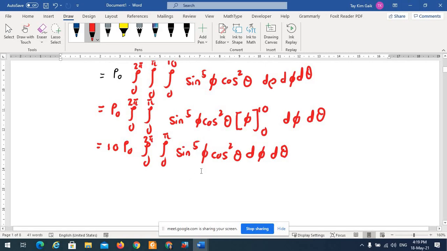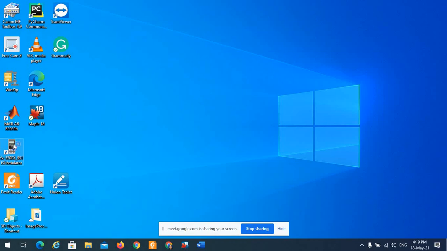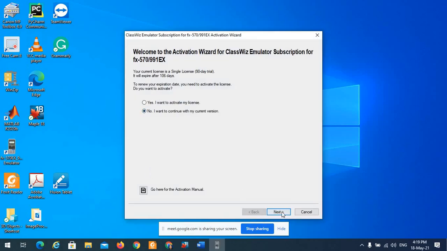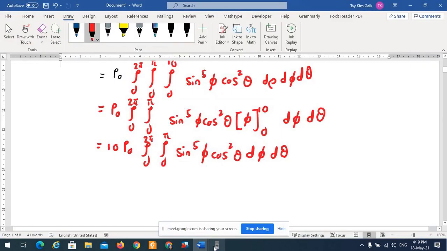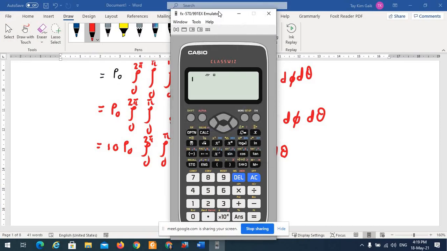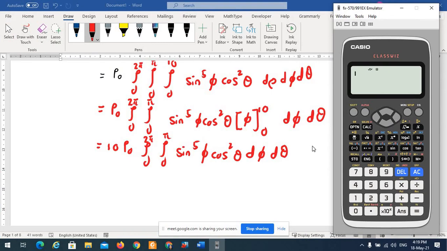If you do it manually, it's quite long, so let's use the scientific calculator. When you integrate with respect to phi, cos squared theta is constant. But for sin^5 phi, you need some manipulation before you can integrate it. Since the limit is constant, 0 to pi, you may directly use the scientific calculator to integrate sin. Make sure you are in radian mode, sin x, seen as sin^5.